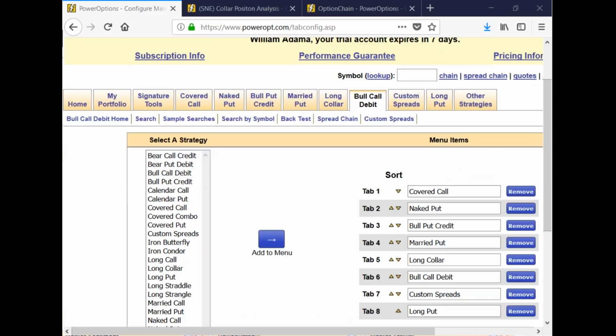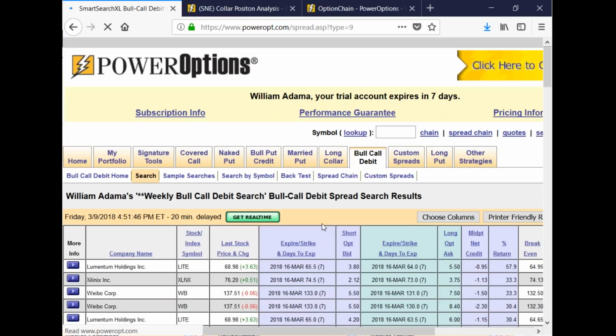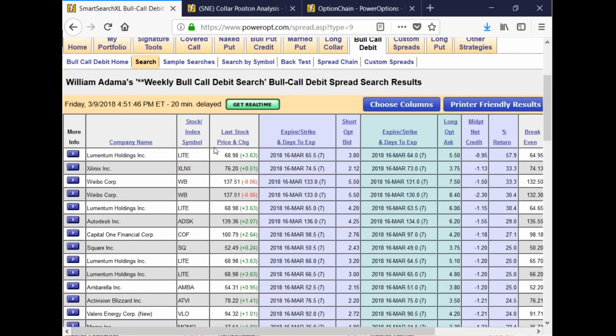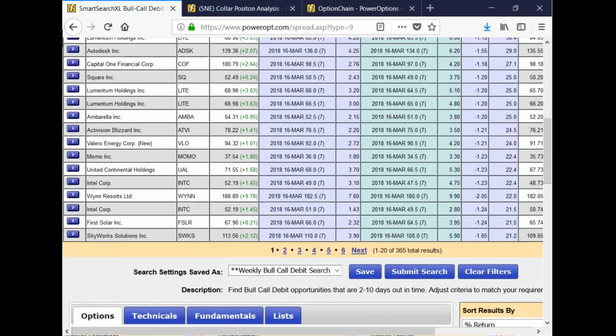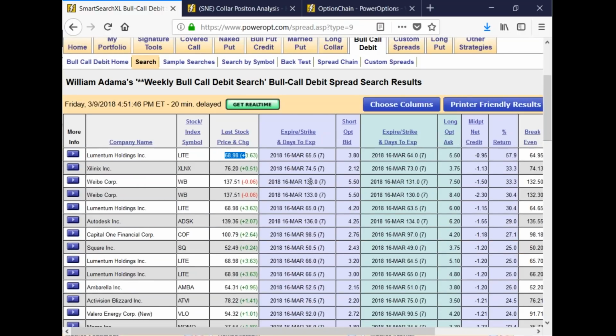All right, question here. He's looking for positions and found that whatever the tool suggested may never be fulfilled because it says it's deep in the money. Okay, I got you. So you're saying I went to bull call debit, I went to search, looking for in the money debit spreads that have a higher probability of being assigned. First one that comes up here is LITE. This is on the weekly. It's a 65.50 with a bid of 380 and the 64 with an ask of 550.